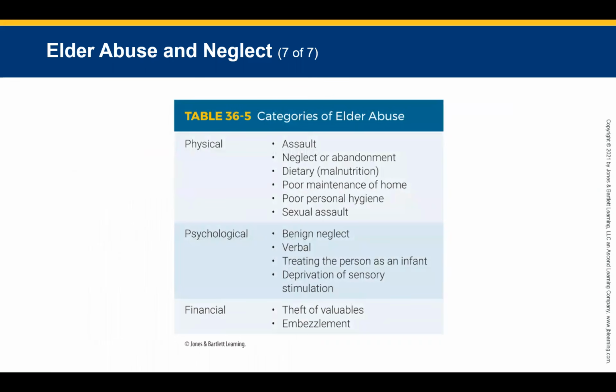Here's some of the categories we look at: physical, psychological, and finance. Theft of valuables, embezzlement is a big one because they play on their, I don't know how you put that. They play on their ability and their vulnerability, and they give them these sob stories and they take a lot of money from them.